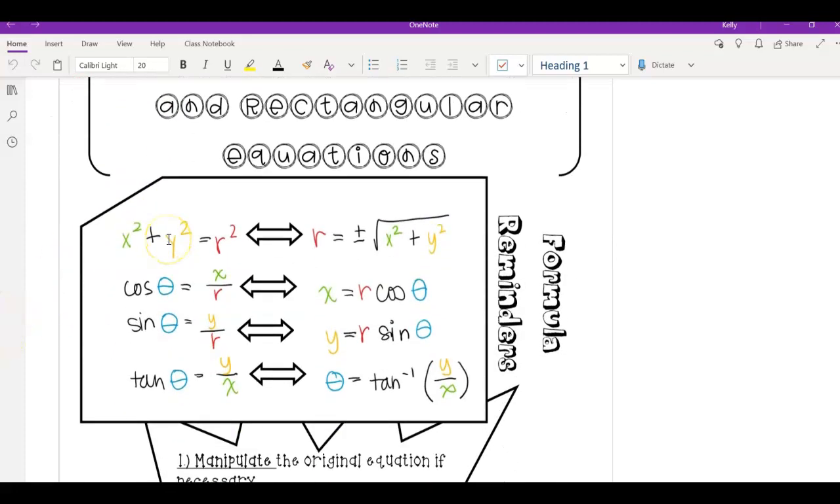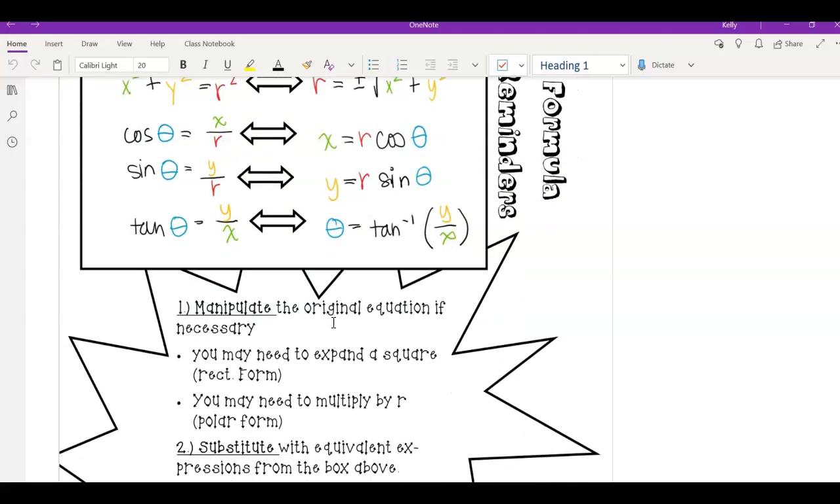As a reminder, these are the formulas we went through when we learned how to change our coordinates. So we took the formula x squared plus y squared equals r squared, and we turned that to r equals plus or minus the square root of x squared plus y squared. We took our cosine, sine, and tangent formulas with opposite over adjacent, etc., and rearranged those to get the x and the y and the theta by itself. And that gave us these three formulas down here with r cosine theta, r sine theta, and the inverse tangent function. So we're going to use all of these equations in all of their different forms to help us convert from one polar equation or one rectangular equation to the other.